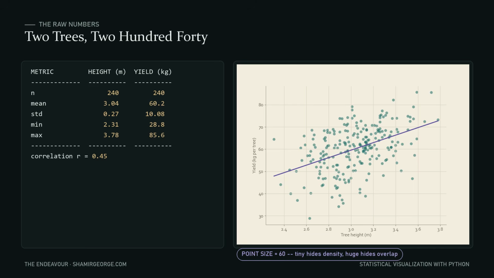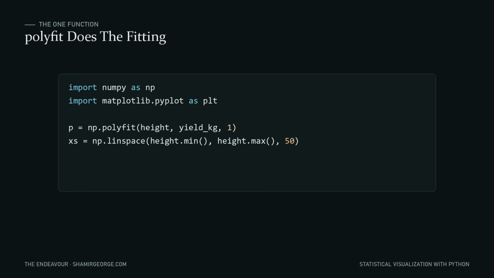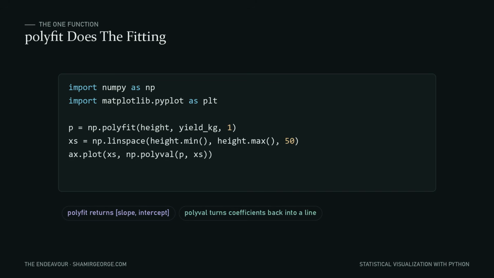Watch point size climb from a near-invisible speck to an overlapping blob. Before it settles somewhere, every tree stays distinct. The entire technique is 3 lines, honestly. Fit returns coefficients, highest power first. For degree 1, that's slope then intercept. Feed those coefficients and any x values into np.polyval to get the line's y values back. No new library, no manual algebra. Numpy solves the least squares line for you in one call.